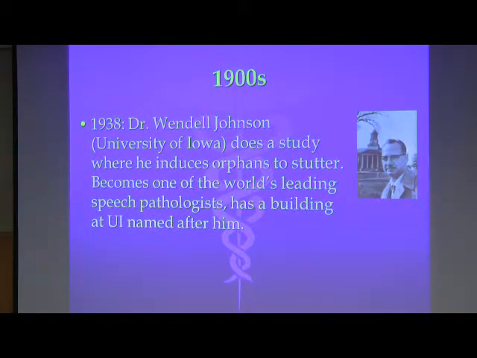In 1938, Dr. Wendell Johnson at the University of Iowa does a study where he takes orphans that are in an orphanage founded for children, orphans of soldiers who died in the Civil War, and he induces these orphans who don't stutter to stutter, based on a theory that he wants to show that stuttering is acquired. Dr. Wendell Johnson was actually a stutterer himself. And he actually is successful in this theory.